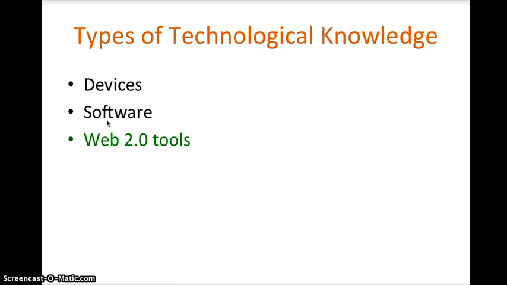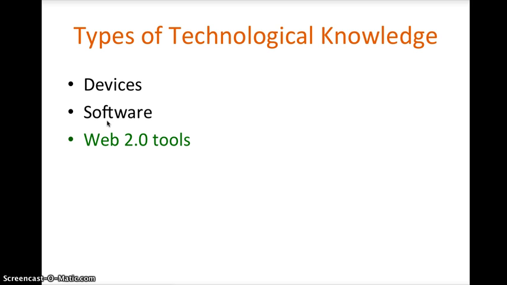There are different types of technological knowledge. There is knowledge about devices. Devices are anything that is what we call hardware. An example would be a laptop, a desktop, or the iPads that you were just given last week. So we've started learning a little bit about that with your exploration of your iPads.